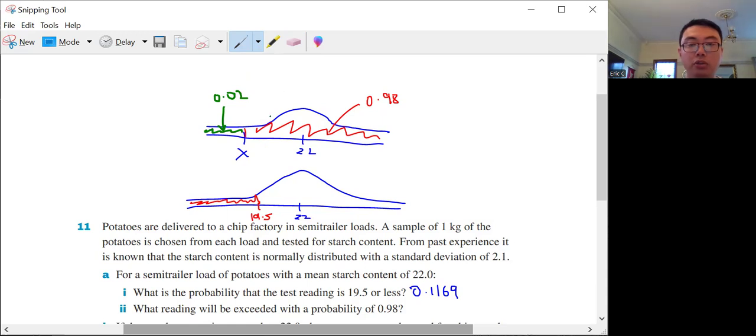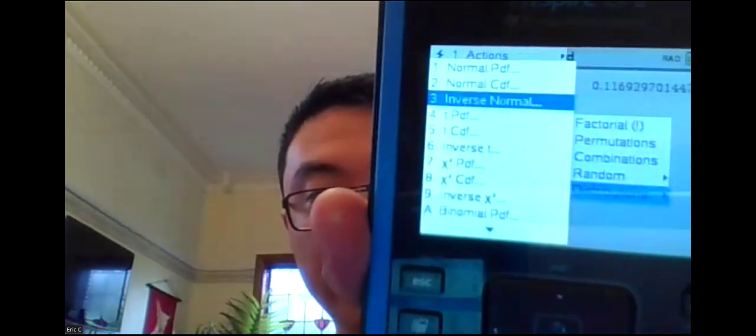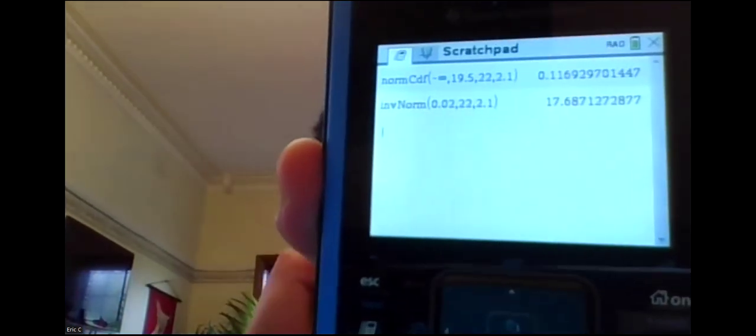We just need to use the CAS and select inverse norm, and we'll get our answer for x given the area is 0.02. So go to menu, probability, distribution, and go to inverse norm. That's number 3. Then just go OK. Area is going to be 0.02. The mean is going to be 22, and the standard deviation is 2.1. Just go OK, and that's our answer there. So the unknown x value is going to be 17.7.